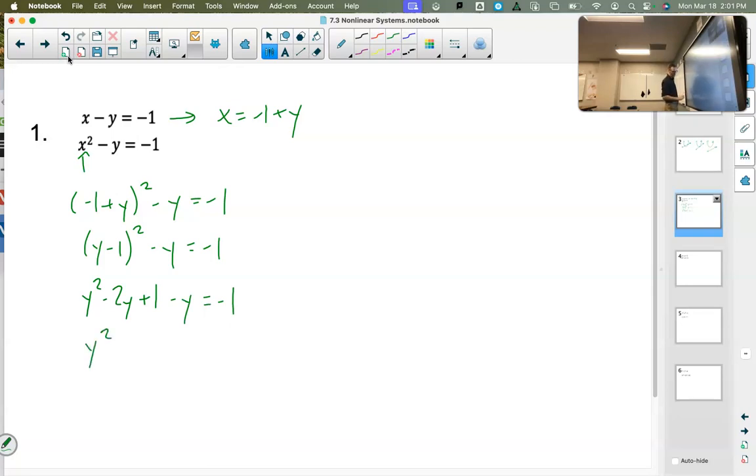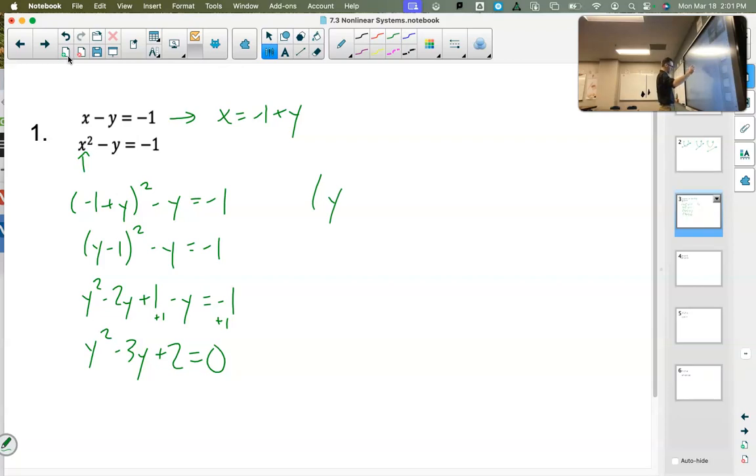I see that I have y squared, I have, what, minus 3y. Add in the 1, I have plus 2 equals 0. And guess what? That factors, doesn't it?